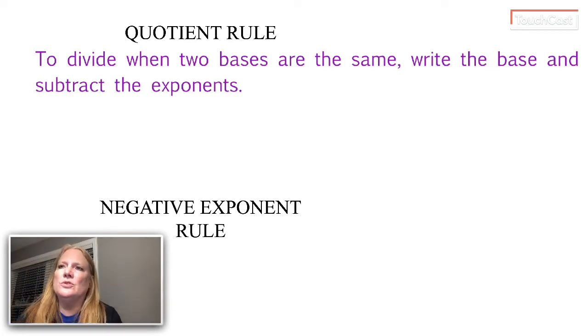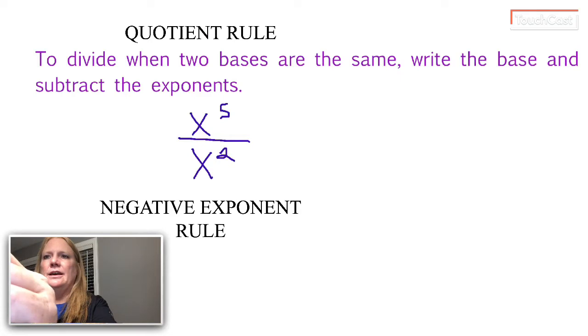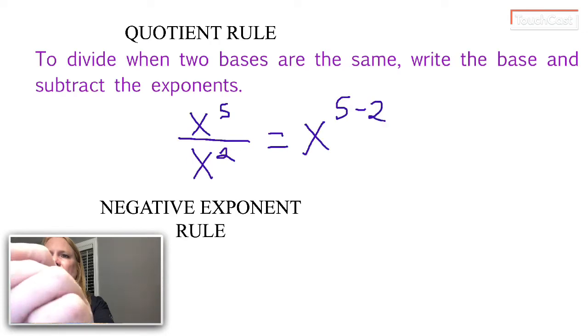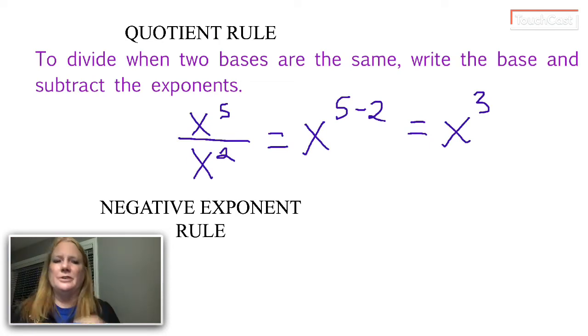Next, we have the quotient rule. To divide when two bases are the same, write the base, and then subtract the exponents. We're going to expand on this in a moment, but for now, let's just look at a couple examples. You could have x to the power of 5 over x to the power of 2. The bases are the same, so this is 5 minus 2, and that would equal x to the power of 3.